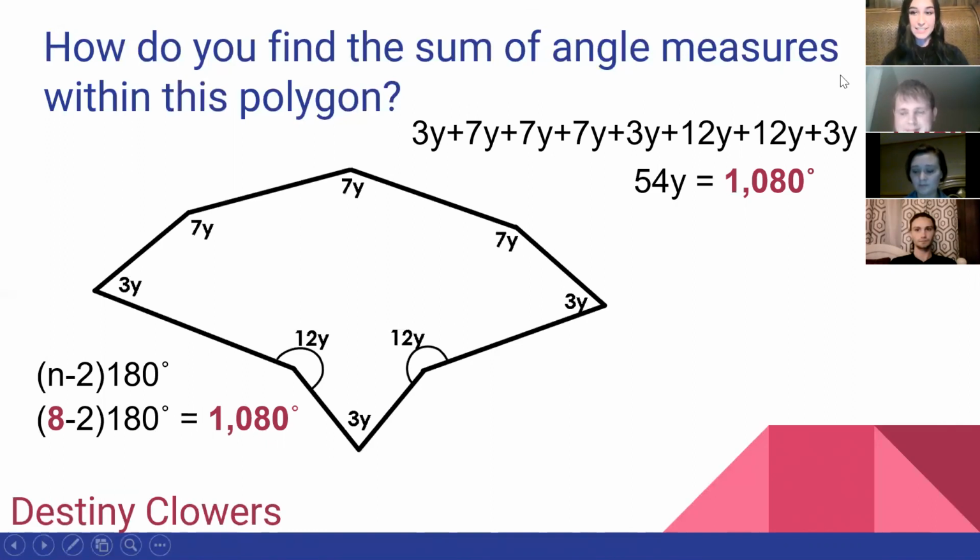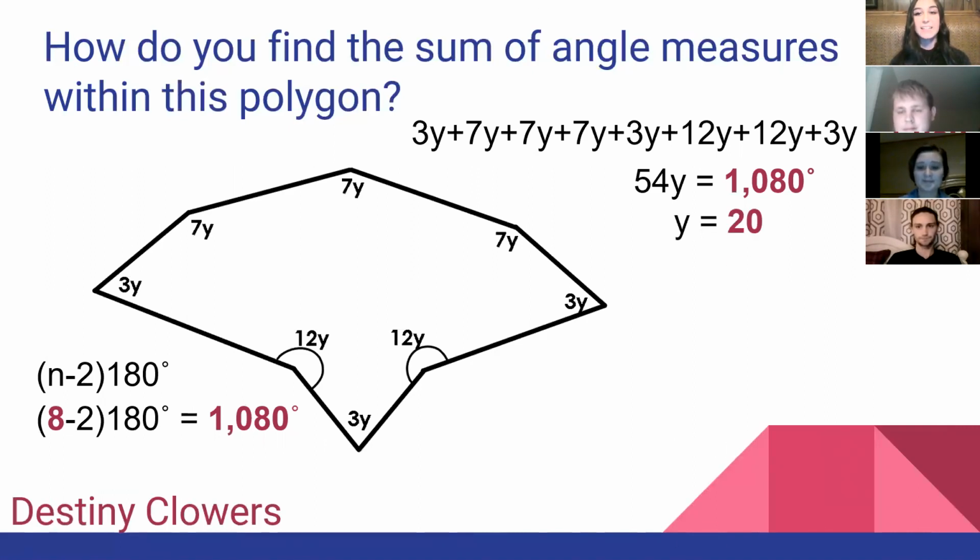So I'm going to move us over here for a second. So once we've done that, we've got 3y plus 7y plus 7y plus 7y plus 3y plus 12y plus 12y plus 3y equals 1080 degrees. And once we simplify the left side, we get 54y equals 1080 degrees. And then once we divide both sides by 54, we get y equals 20.